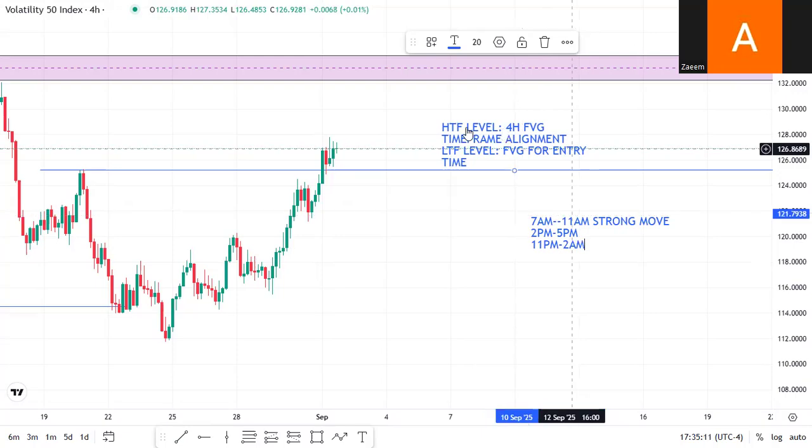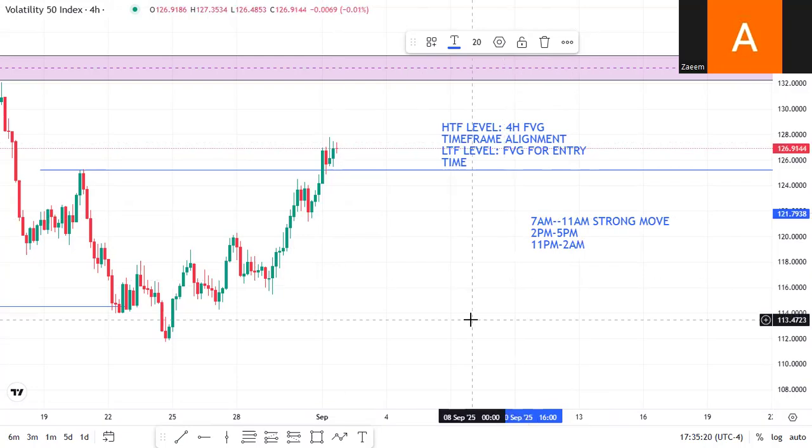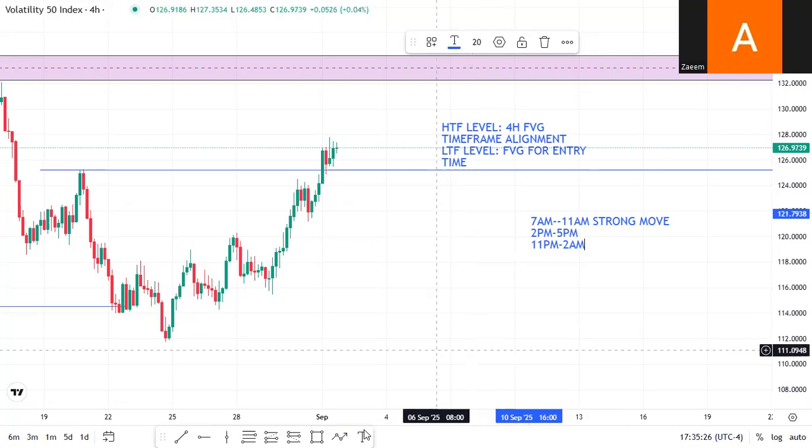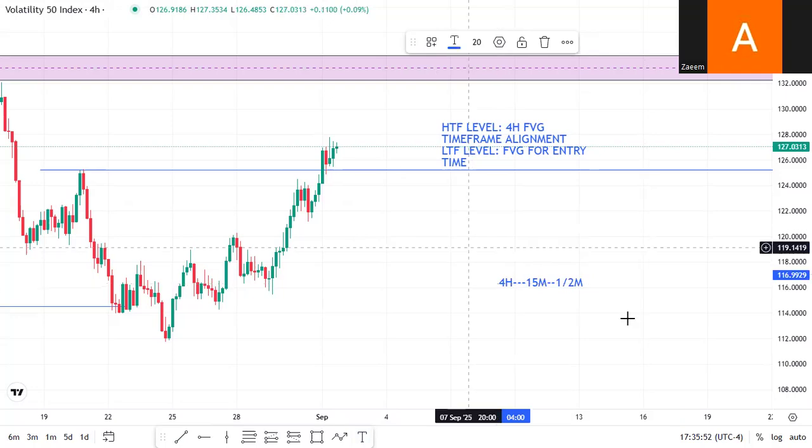Then the second factor we want to talk about is time frame alignment. This is the 4 hour time frame, right? If I have a 4 hour fair value gap, what do I want to see? I want to see the corresponding time frame alignment. Let's say I have a 4H level. Then the corresponding time frame alignment is the 15-minute time frame. And the corresponding time frame alignment for 15 minutes is the 1 minute or 2 minute time frame. So this is how I correlate time frames.